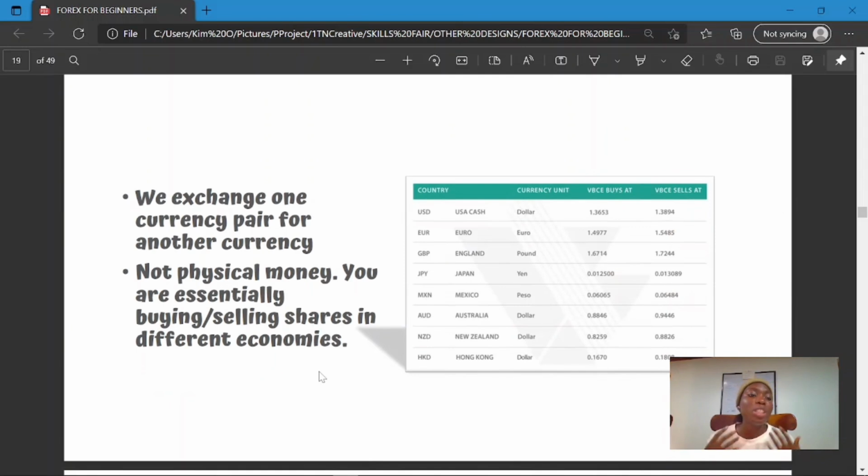it says here that we exchange one currency pair for another currency. This is obviously a typo. We exchange one currency for another currency. It means that we are exchanging euro for pounds, or yen for dollar, but basically there's an exchange because it's foreign exchange. It's not physical money. You are essentially buying and selling shares, like I said, in different economies. We are trading economies here. You are buying into the economy, or you are into what's happening in that economy currently. That's what it means by buying or selling shares in different economies, right?